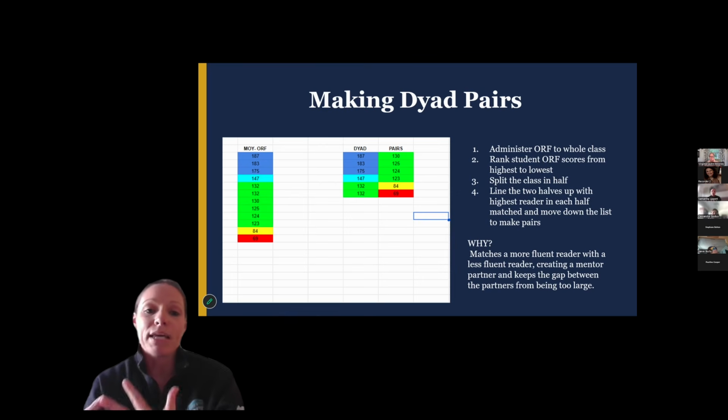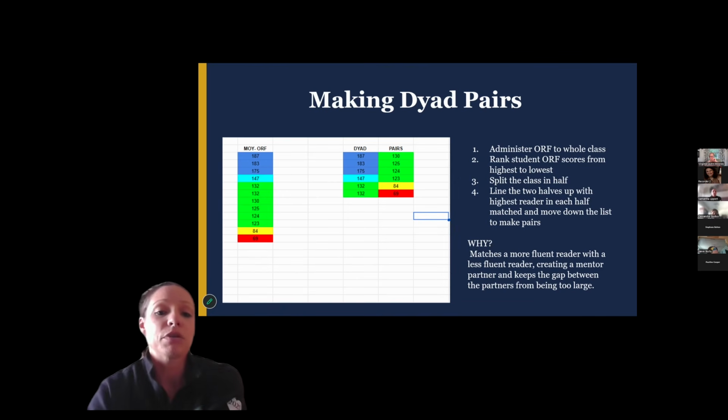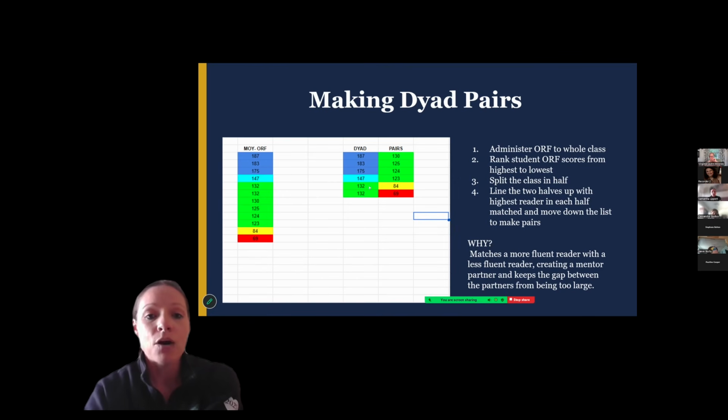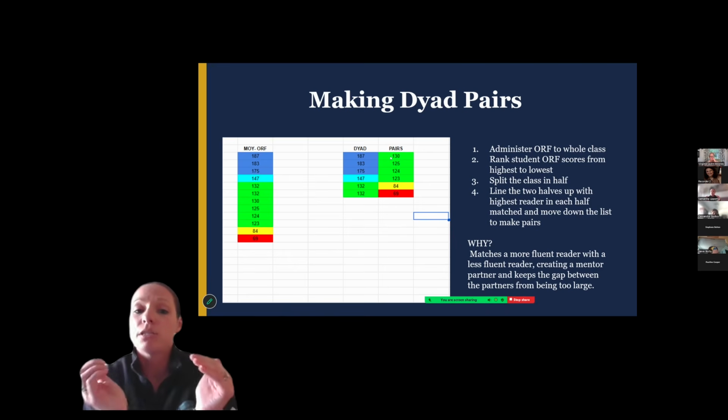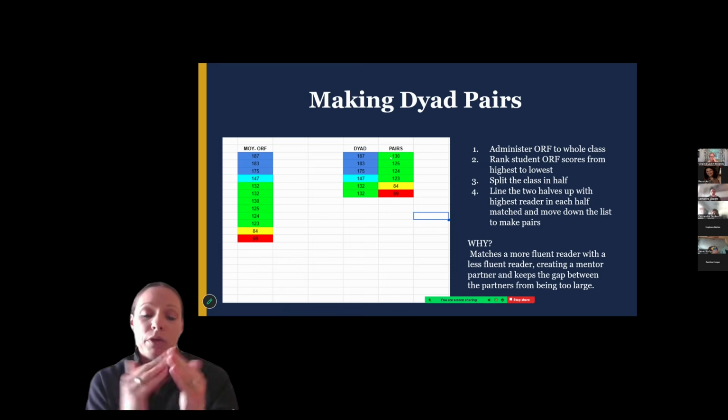So when you make dyad pairs, you rank all of your students, then you split your list in half and then line them back up. You can see on the second side here how my 187 student is now partnered with a 130 level student. That's a much smaller gap than if they had been with the 69 words per minute student.